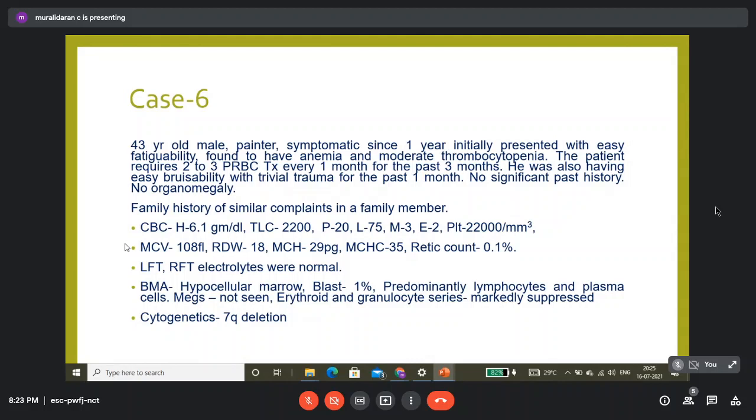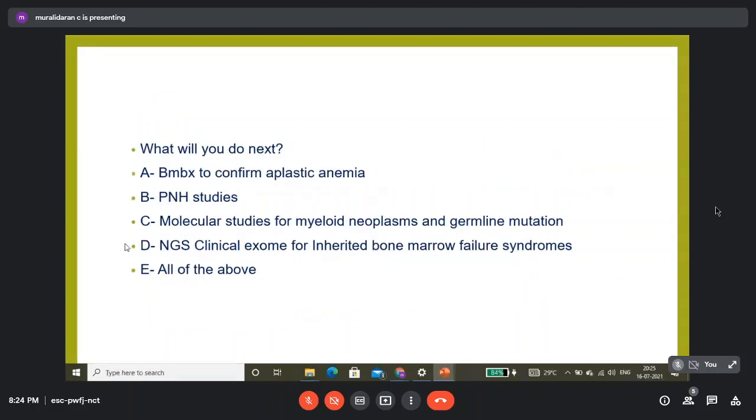So I did a bone marrow. The bone marrow showed a hypocellular marrow. Blasts were 1%. Predominantly there were lymphocytes and plasma cells. Megakaryocytes were not seen in the aspirate, and the erythroid and granulocytic series are markedly suppressed. Because I had sent cytogenetics also, it came out to be a 7q deletion. So I thought it could be a case of aplastic anemia.